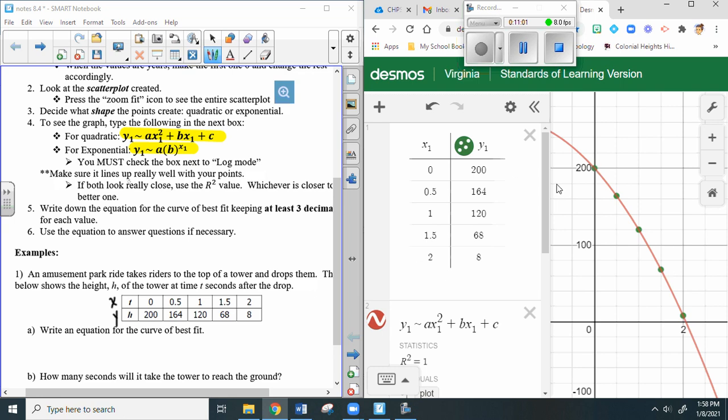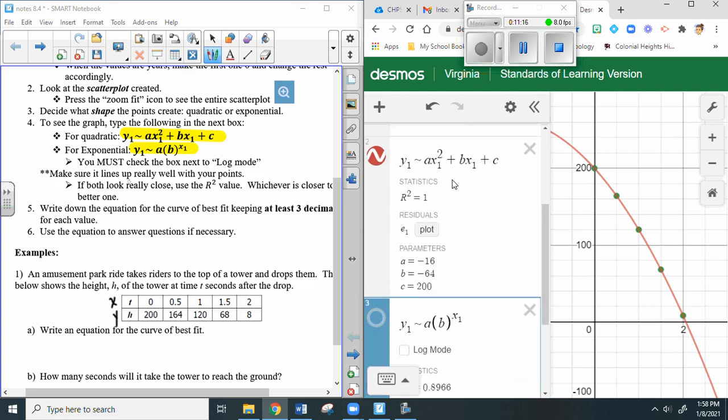Now, once you have figured out which one it is, you have to write down the equation that Desmos tells you, but you have to know what to look at, okay? So here's the one that worked that we said it was quadratic, and you are looking right here where it says A, B, and C.